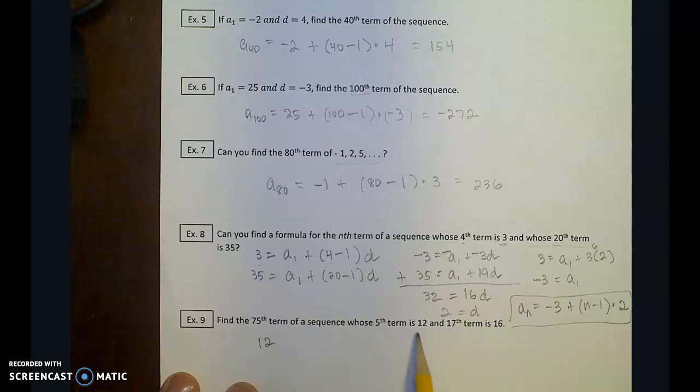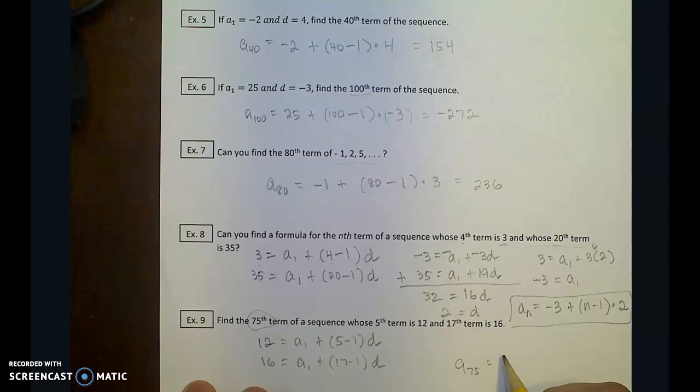So again, here you're given the 5th term is 12, so 12 equals a sub 1 plus the 5th term minus 1 times d. Here we're given the 17th term is 16. So we get 16 is equal to a sub 1 plus 17 minus 1 times d. So when you solve that, and again we're looking for the 75th term, you should have found the 75th term to be 106/3.